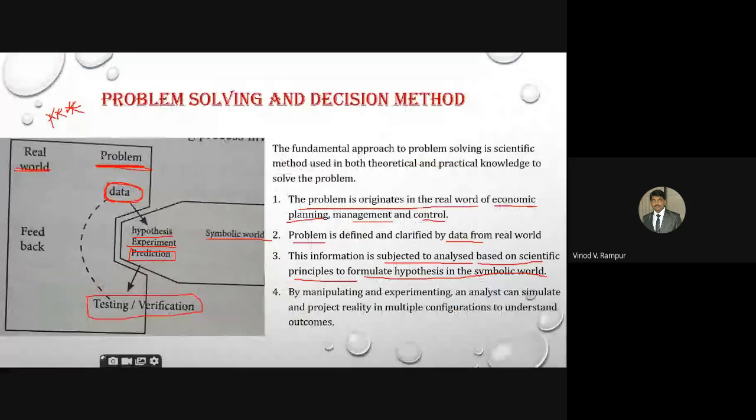Okay, that testing and verification should be done in the real world. Now the problem originates in the real world, then we collect the data in the real world, and finally we have to experiment and predict things by applying a symbolic manner. Then after finishing that, we have to test and verify what we have done, and then finally we have to give the feedback.